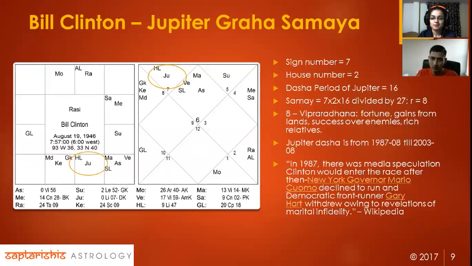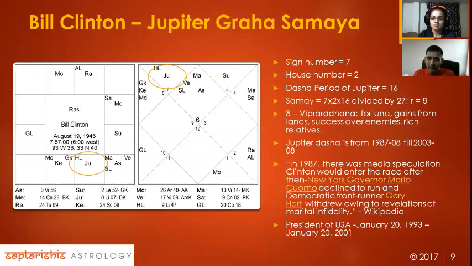So obviously the seeds have to be sown. You cannot become president of a country overnight. It has to be a process. So it all started in 1987, exactly at the start of his Jupiter dasha. And then later on, in 1992, I guess, you can go down one more time.